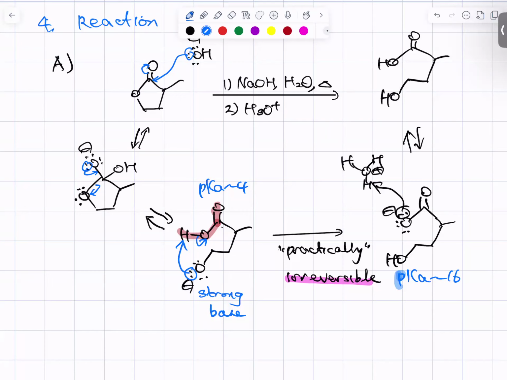Remember, pKa is the negative log of Ka because it's a logarithmic definition. Then a pKa difference of 12 meaning 10 to the 12th power difference in their concentration. 10 to the 12th power. That's why it is, practically speaking, irreversible. This is the driving force of the chemical reaction.